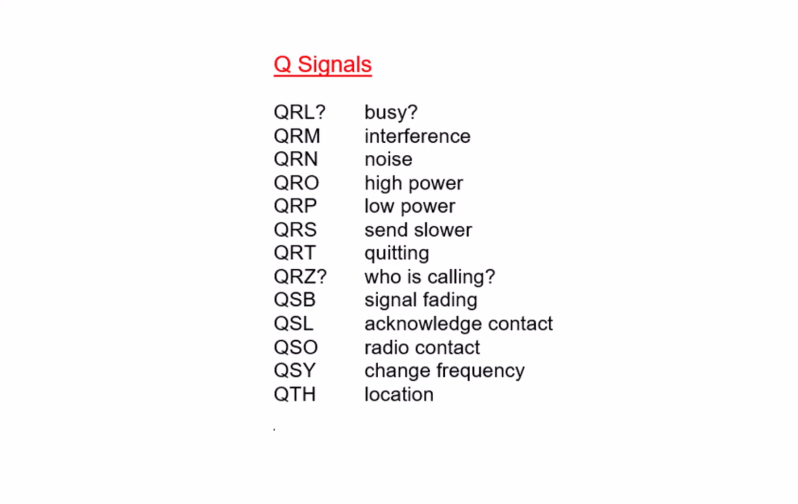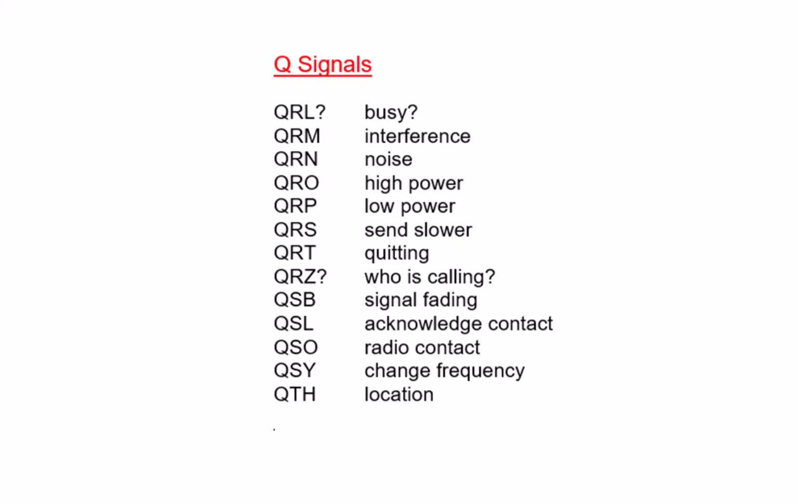For example, QRL, you might send that out. QRL with a question mark means, are you busy? Is this frequency in use? Now on voice you would just say, is the frequency in use, if you're on single sideband. But on CW you would send QRL question mark. QRM means interference from another station. QRN is noise, like natural electrical noise from lightning strikes and storms. Sometimes you get electrical noise from power lines. Anything like that would be QRN.